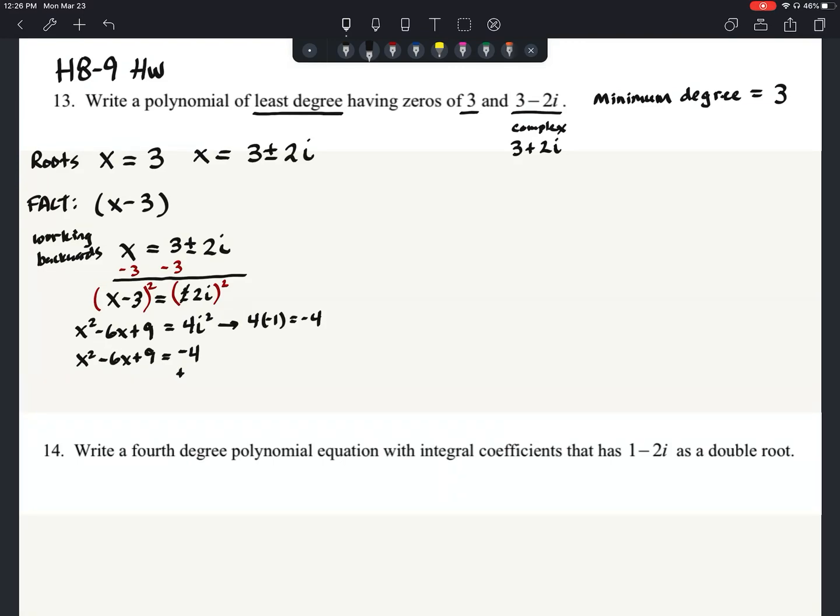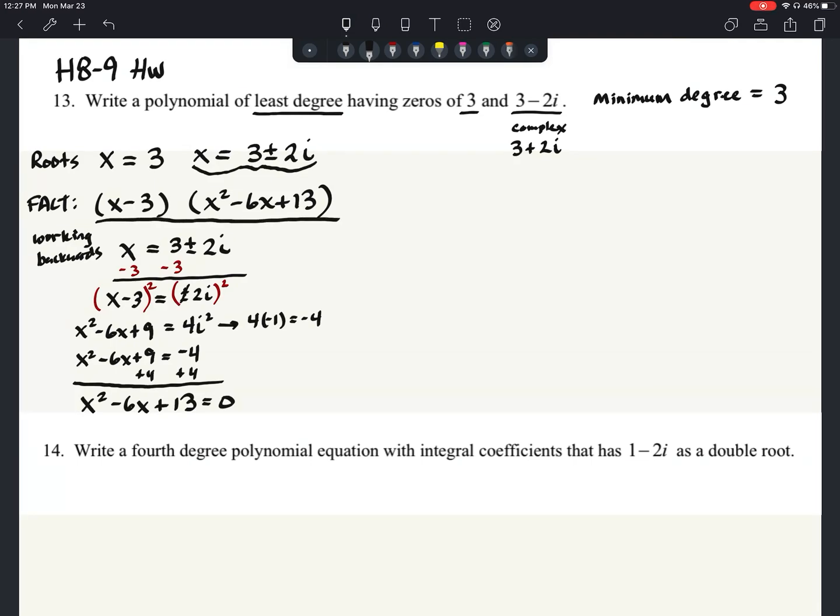And then we're going to just add our 4 across. And we have x squared minus 6x plus 13 equals 0. So the factor we're going to get from both of these roots will be x squared minus 6x plus 13. And our whole polynomial is going to come now from multiplying those two factors together.